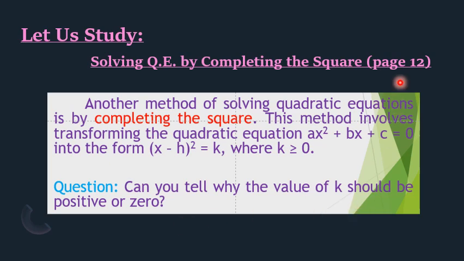Page 12 on your module. Basahon na nato. Another method of solving quadratic equation is by completing the square. This method involves transforming the quadratic equation into the form x minus h squared is equals to k, where k is greater than or equal to 0. Question, can you tell why the value of k should be positive or 0? Kana, may question. Makita ra ninyo na siya sa following solution.